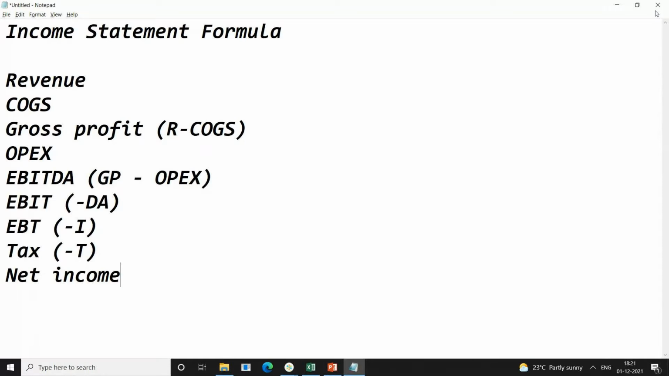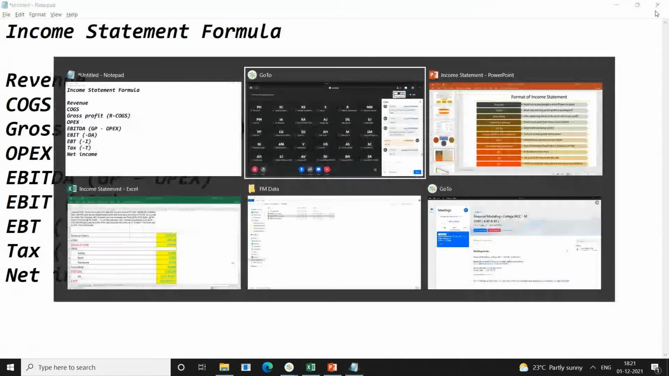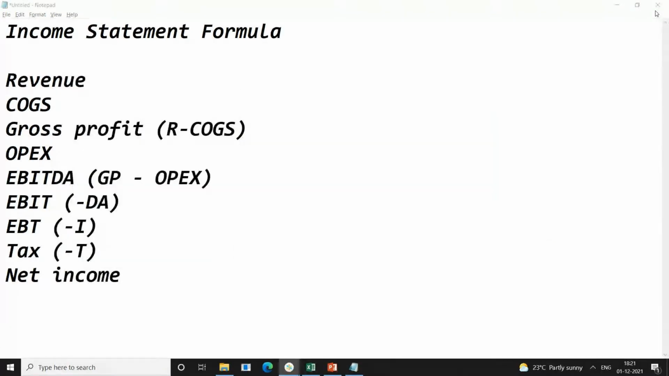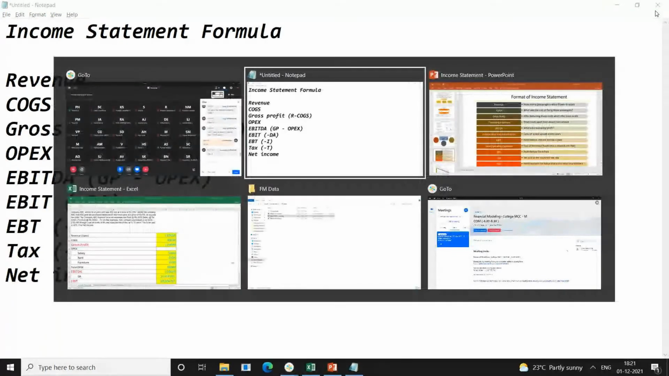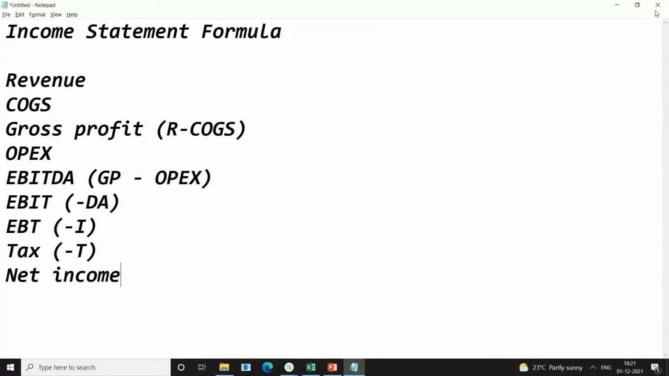Income statement functions and the examples I will teach you tomorrow. And to solve those questions, I will send the questions on WhatsApp itself. Any doubts?